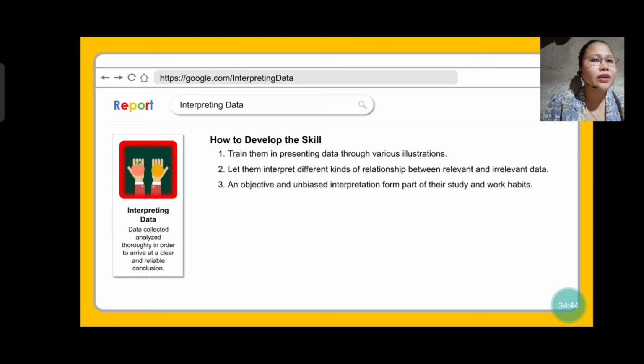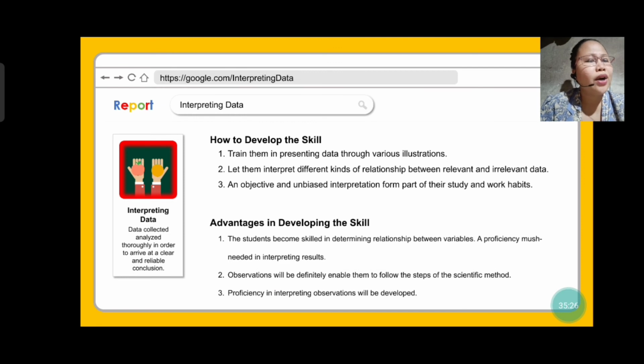Then, third is an objective and unbiased interpretation as part of their study and work habits. The science process should be objective and not biased. Once your interpretation is subjective, then it is not a good study. You will yield a poor result because subjective interpretation sometimes relies on irrelevant data.